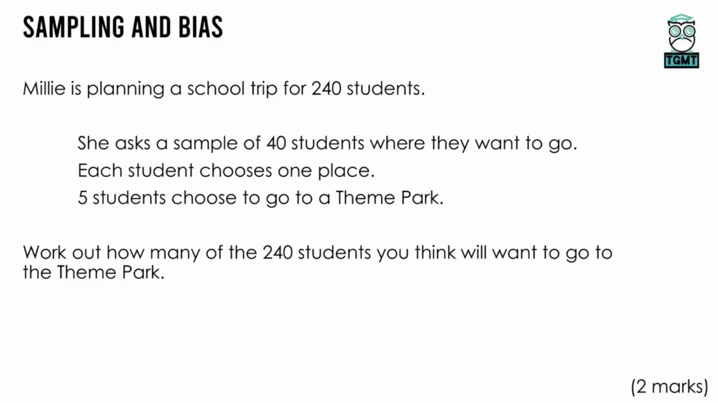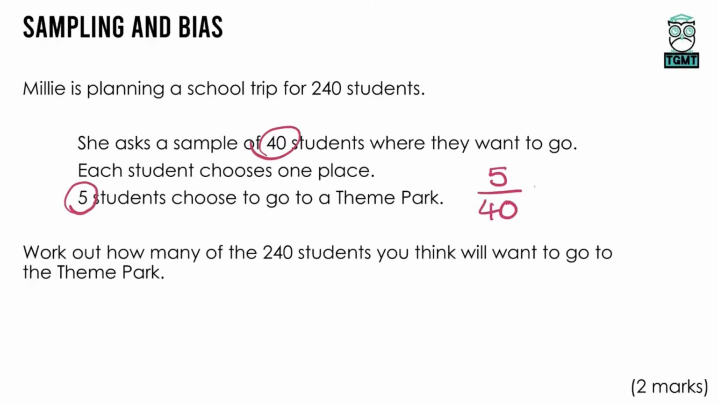Now when we're looking at a sample, we just need to know how many chose a particular option, in this case the theme park, and how big was the sample. And we'll write that as a fraction. So in this case, that's 5 out of 40 students wanted to go to the theme park, which means that 5/40ths, or for every 40, 5 want to go to the theme park.